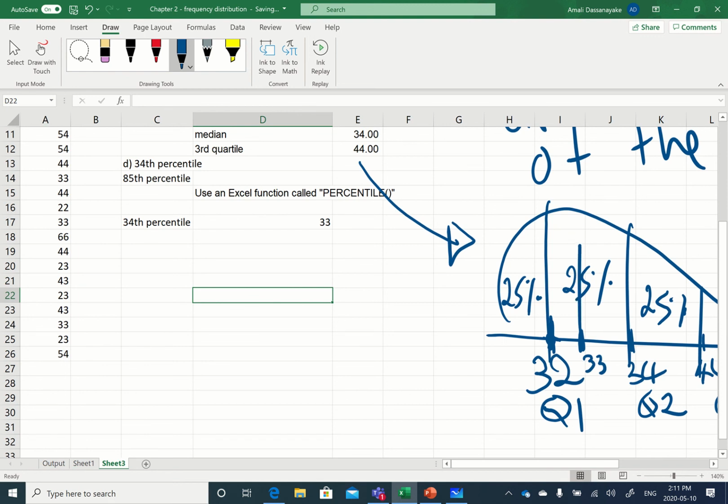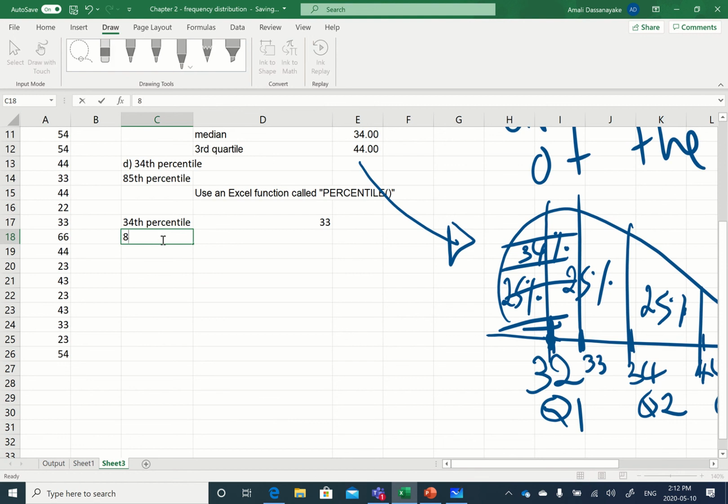And as you can see, it has 34% below that number. 34% of the data are below value 33. And then similarly, you can calculate the 85th percentile.